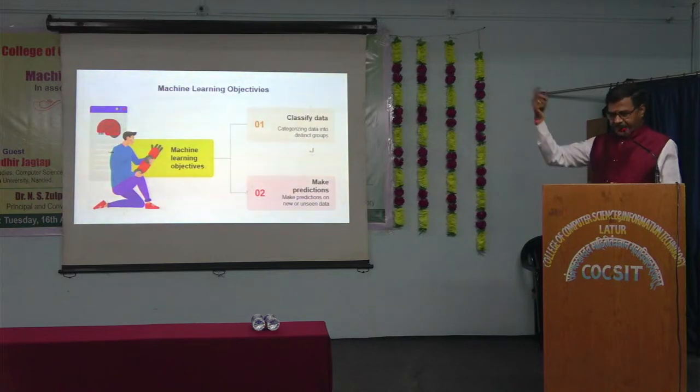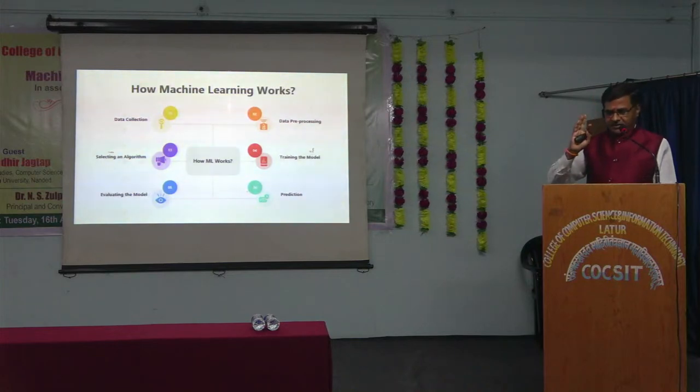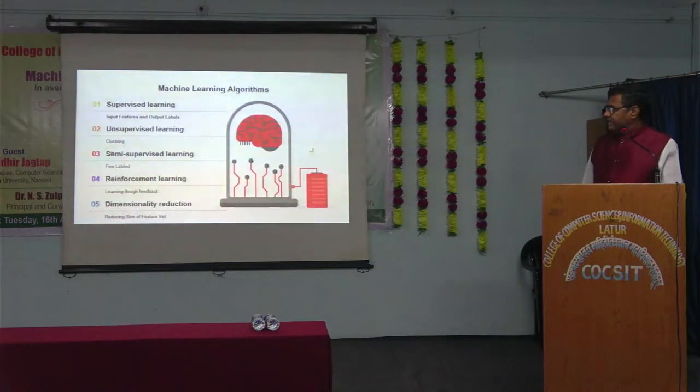Here, the data is linked with this. That is the reason I have given exploring the machine learning integral in the data sets. So how does machine learning work? I have already covered collection of data, pre-processing, selecting the algorithm, training the model, then evaluating the model. These are the steps, the block diagram of every research paper if you are working on AI. These are the important algorithms.